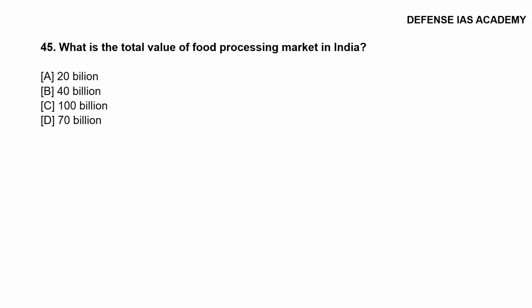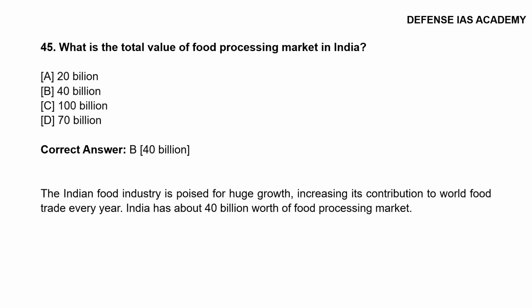Question 45. What is the total value of the food processing market in India? The correct answer is option B, 40 billion. The Indian food industry is poised for huge growth, increasing its contribution to world food trade every year. India has about 40 billion worth of food processing market.